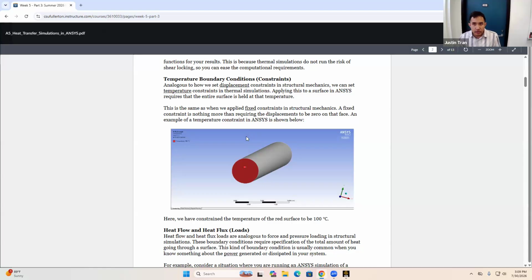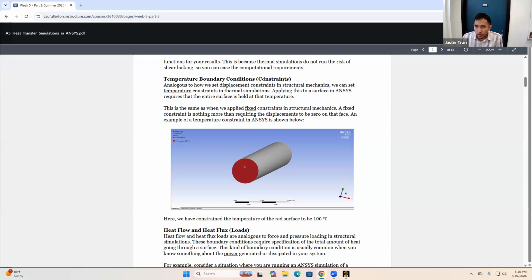And basically all your boundary conditions are just anything that can influence the heat or temperature of your geometry. So we still have this concept of constraints and loads. It's just that what constitutes a constraint and what constitutes a load for a thermal simulation are different.